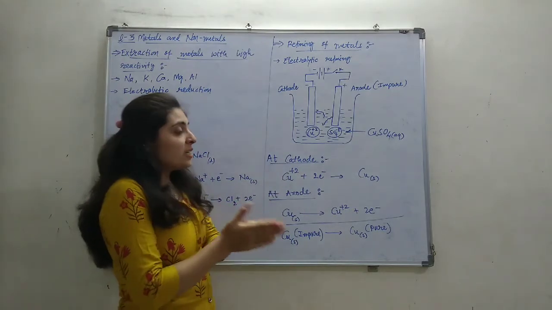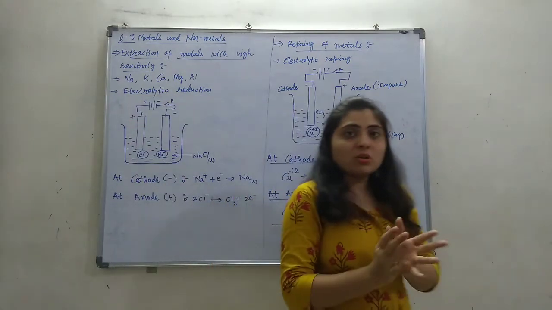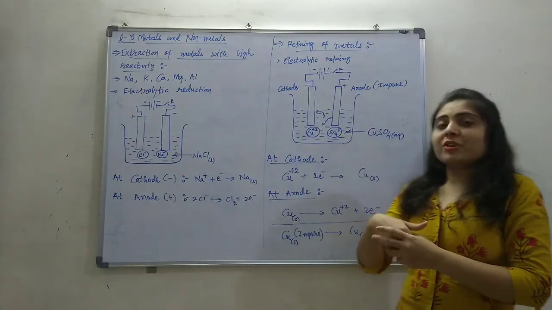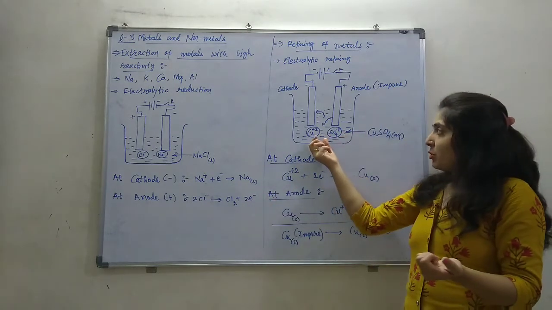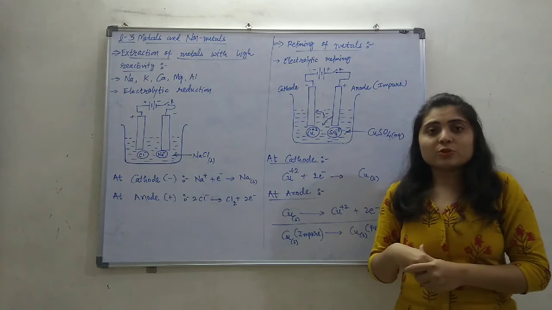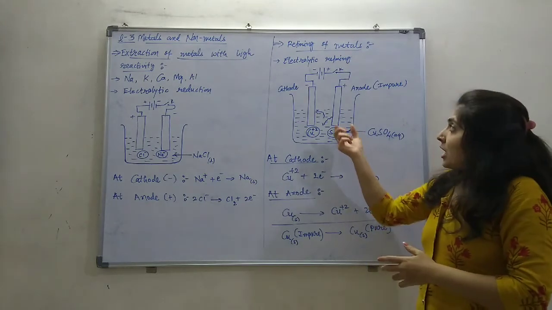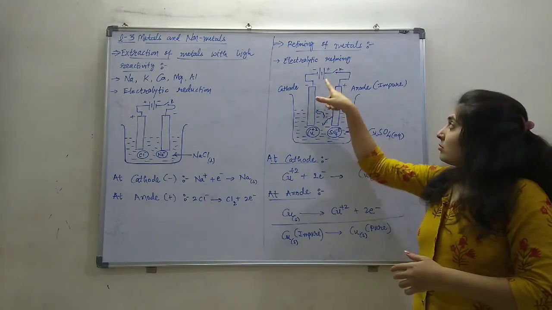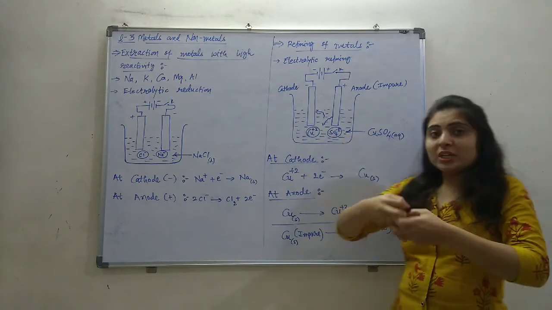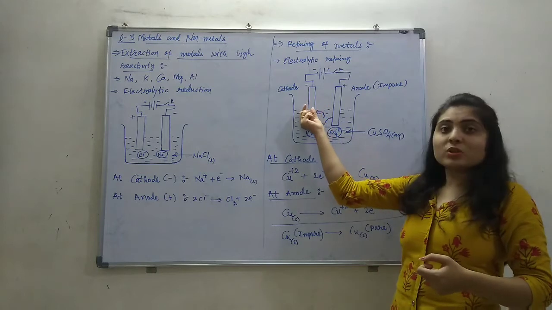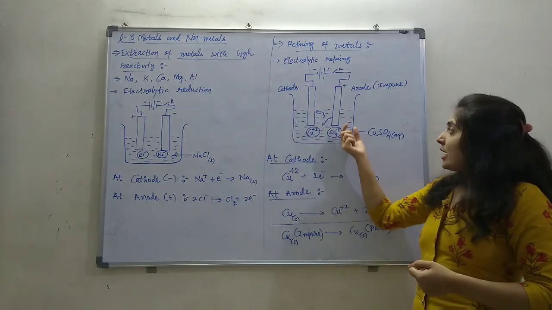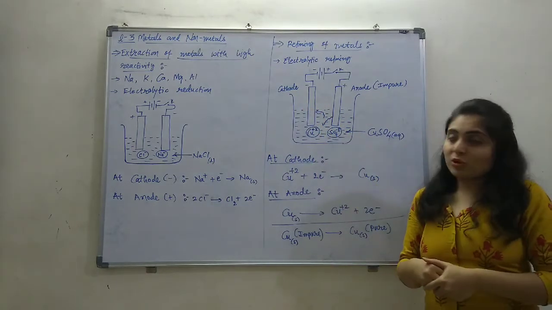Now what happens in the solution? We know that in a solution copper sulfate will be dissociated by the water. So copper sulfate will be of the form Cu2+ and SO4 2-. As the switch is on, these two ions will be attracted towards the respective electrodes. Cu2+ will be attracted towards the negative electrode and SO4 2- will be attracted towards the positive electrode.